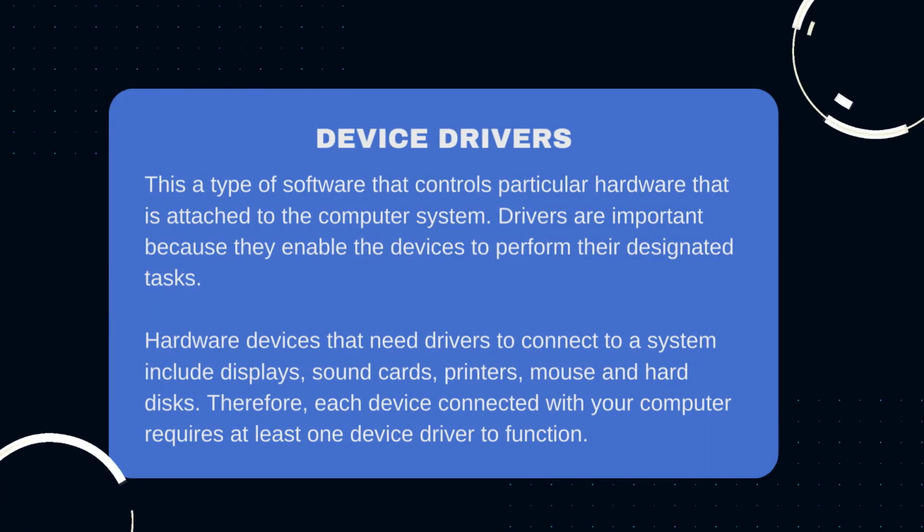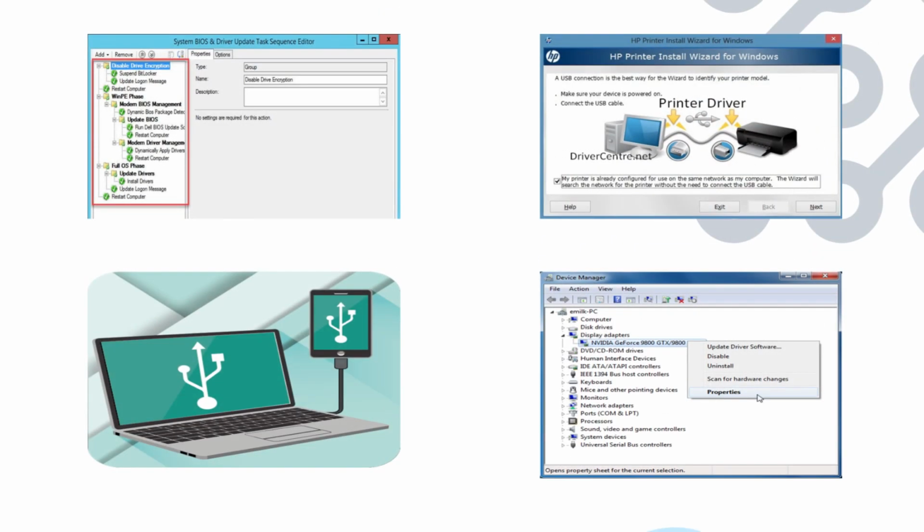Next, we have device drivers. This is a type of software that controls particular hardware that is attached to the computer system. Drivers are important because they enable the devices to perform their designated tasks. Hardware devices that need drivers to connect to a system include displays, sound cards, printers, mouse, and hard disk. Therefore, each device connected with your computer requires at least one device driver to function. Examples, we have BIOS driver, USB driver, printer driver, and display driver.